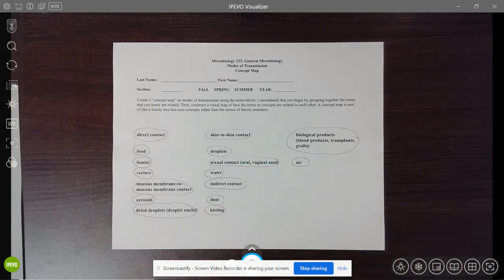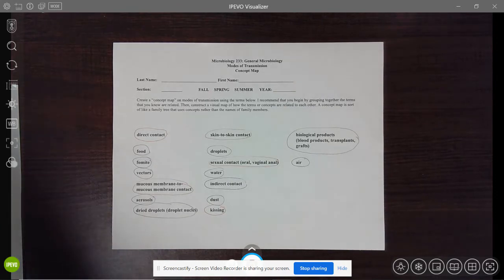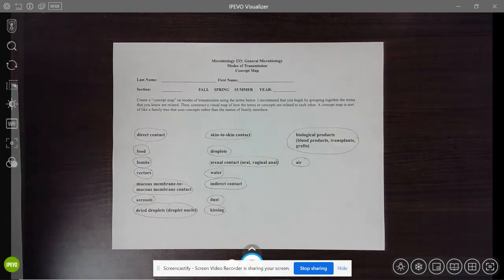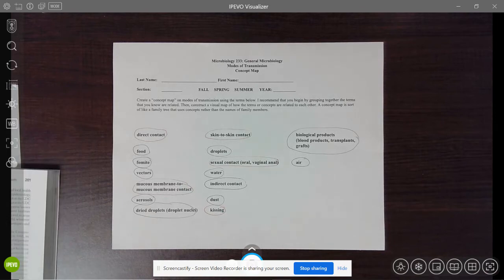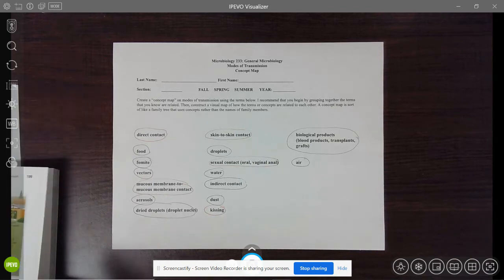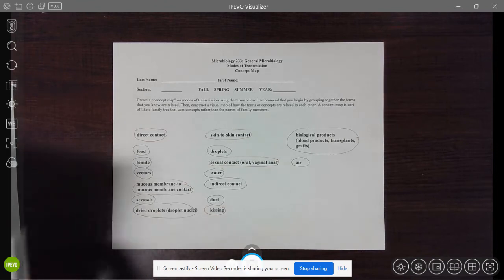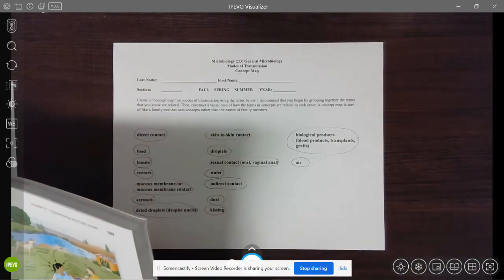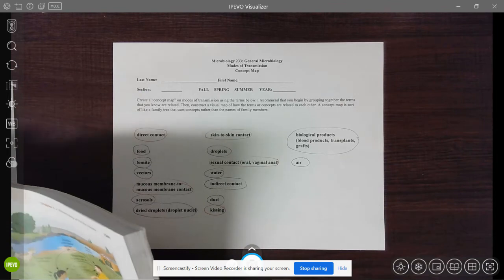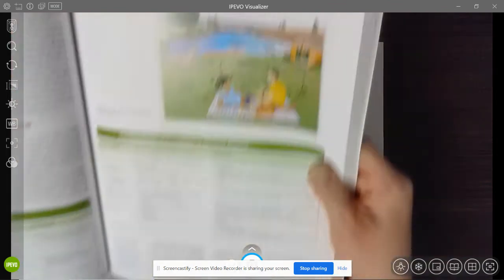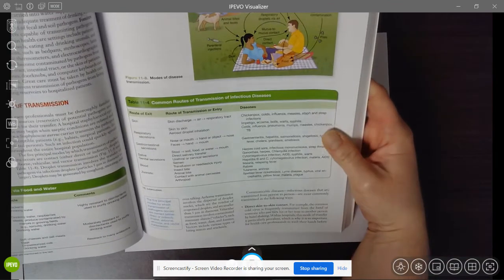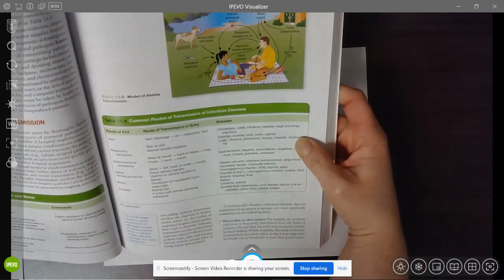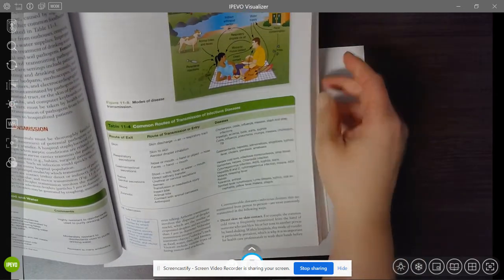If you haven't yet looked at the information in the chapter, then you should definitely do that. The information is in chapter 11, and the routes of transmission or the modes of transmission start on page 198. And they actually have most of the list on page 200. So I'm just going to show you outline what they're showing you here. This is actually page 199, and it may be hard for you to see. Let me zoom in on this a little bit.